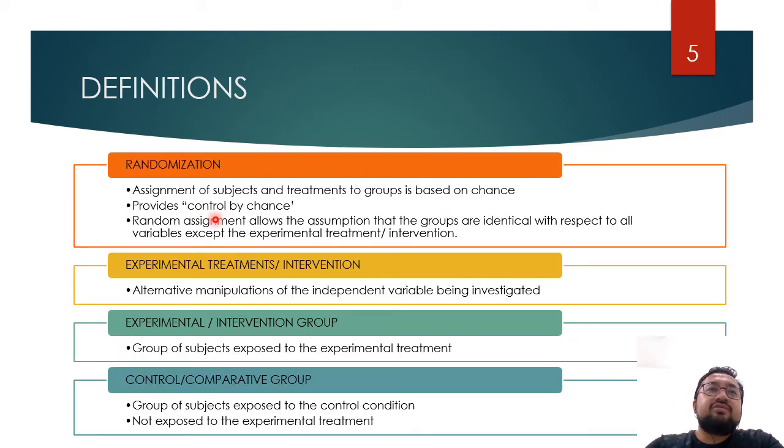Okay, definitions. What is randomization? So randomization is assignment of subjects and treatment to group is based on chance, provide control by chance. Random assignment allows the assumption that the groups are identical with respect to all variables except the experimental treatment intervention.